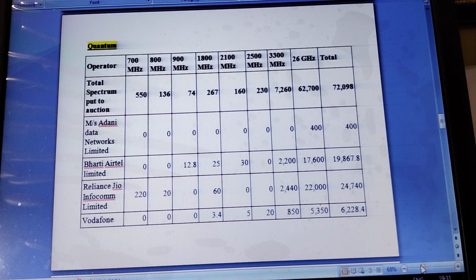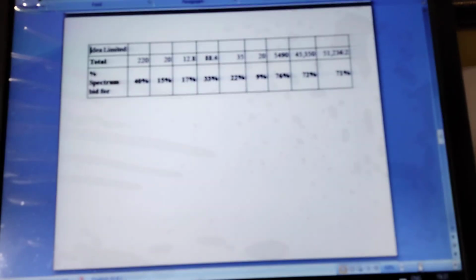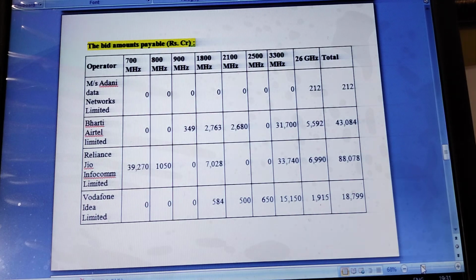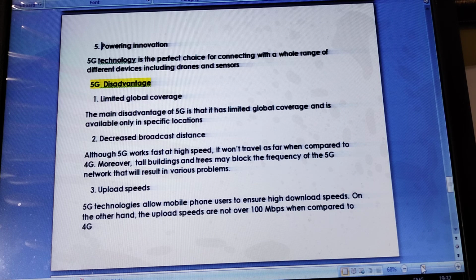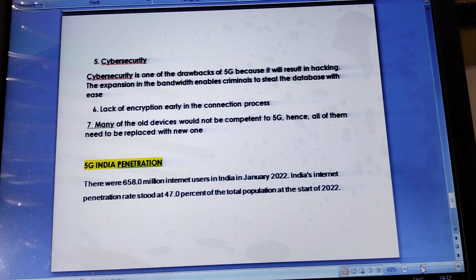Here is the quantum, what is the range, and what is sold to different types of bidders. Here also, what percent of the spectrum they share, and the bid amount payable by each bidder. And the 5G advantages: high speed, low latency, increased capacity, more bandwidth, powering innovation. Disadvantages: limited global coverage, decreased broadcast distance, upload speeds, and cyber security, lack of encryption. Many old devices would not be compatible, so the investment cost will be high for the ordinary citizen.